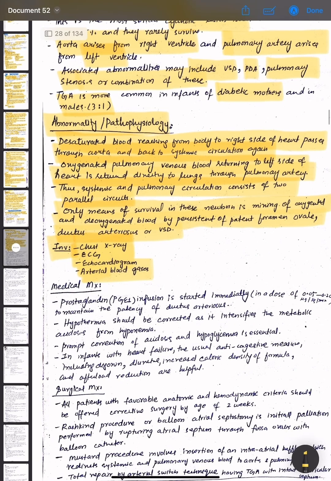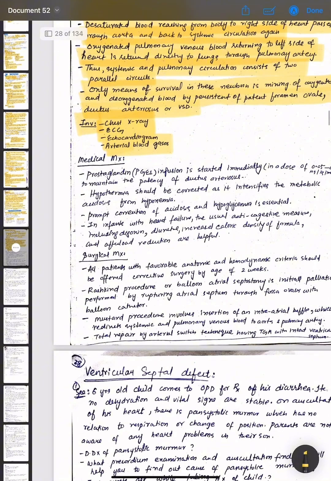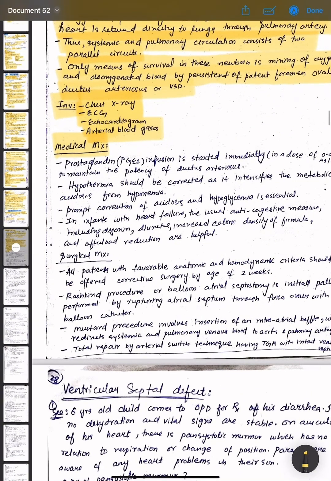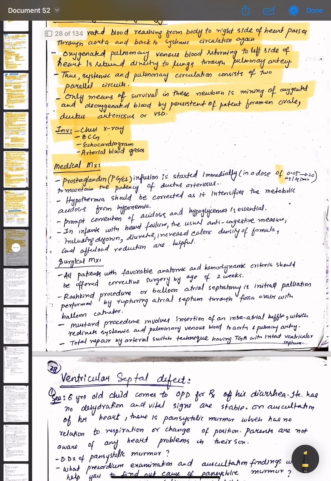The medical management for TGA: prostaglandin E1 infusion is started immediately in a dose of 0.05 to 0.2 to maintain the patency of ductus arteriosus. Hypothermia should be corrected as it amplifies the metabolic acidosis from hypoxemia. Prompt correction of the acidosis and hypoglycemia is essential.